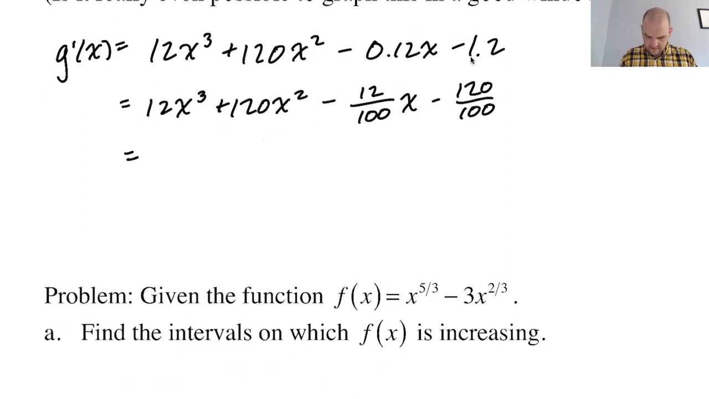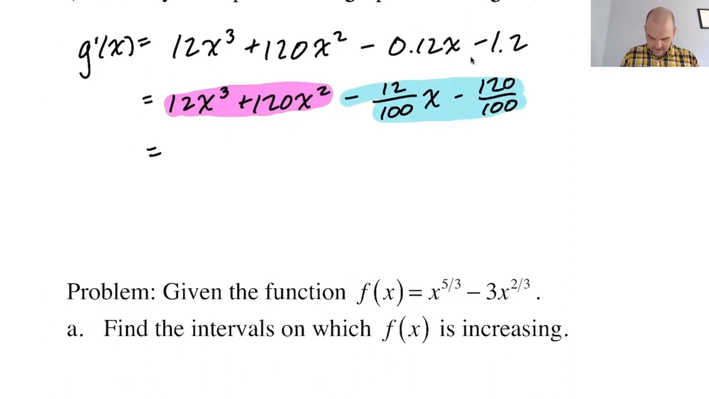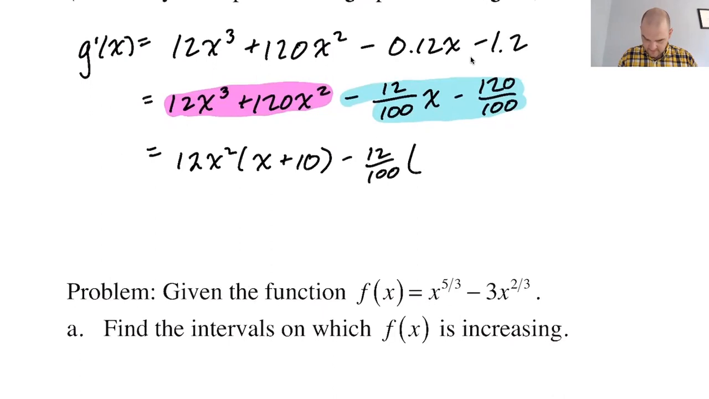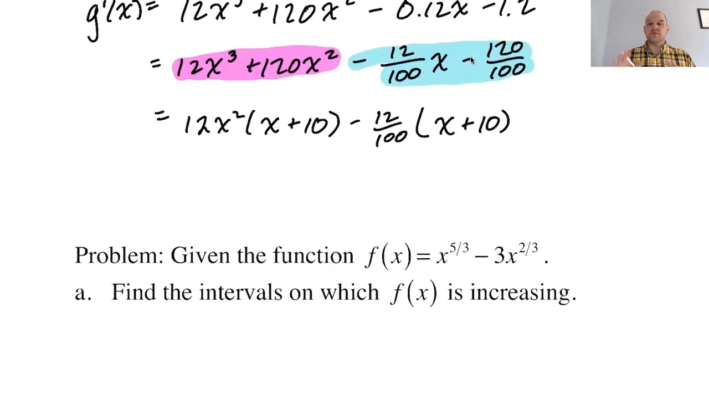I'm going to do these together, and then group these together. Grouping the first thing together, I'm going to take out 12x squared, and that leaves me with an x plus 10. Whatever I take out of the next set needs to leave me with x plus 10, which is kind of reassuring. So I should take out minus 12 over 100. Does that leave me with x plus 10? It does.